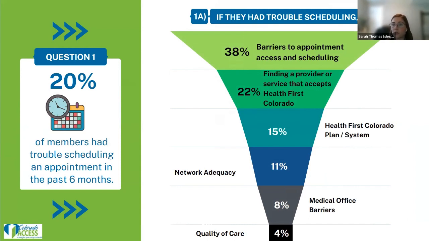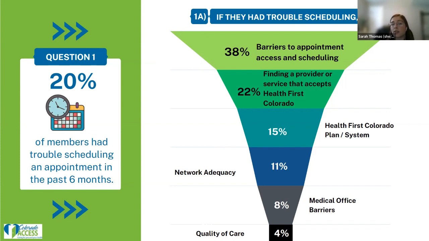38% had barriers to appointment access and scheduling. So this just includes long waiting times to get an appointment, or providers having absolutely no availability to schedule. 22% had trouble finding a provider or service that accepted Health First Colorado. So we had members trying to find dermatologists, therapists, or who needed specific operations, and they just had difficulty finding people who accepted Medicaid.